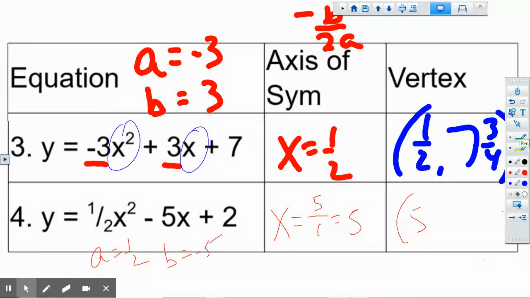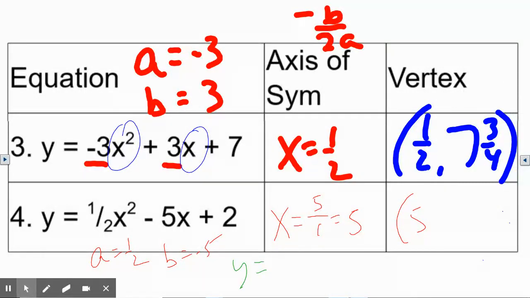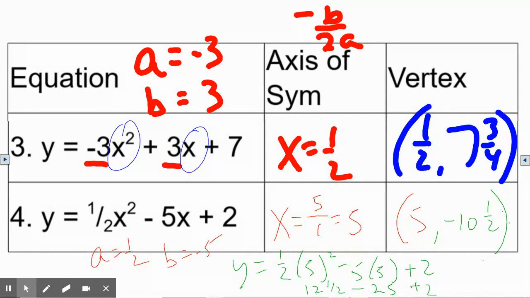Now, we're going to take that 5 and put it back in to find out what the y value is. 1/2 times 5 squared minus 5 times 5 plus 2. Well, half of 5 squared would be half of 25. So that's 12 1/2 minus 25 plus 2. 12 and a half minus 25 is negative 12 and a half, plus 2 makes negative 10 and a half. So my vertex is at 5, negative 10 and a half.